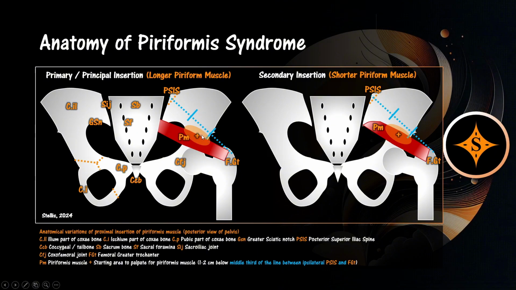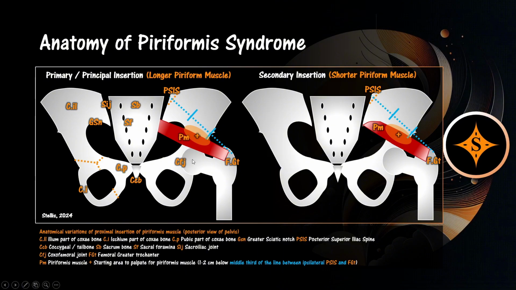And then throughout this trajectory, starting from that point, you might feel induration or painful cord or painful swelling if there is a piriformis muscle pathology, and that is frequent in the case of piriformis syndrome.